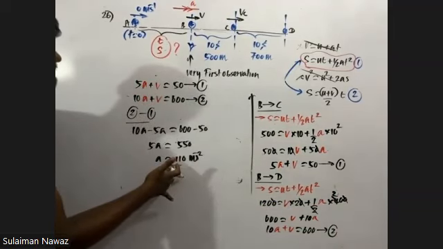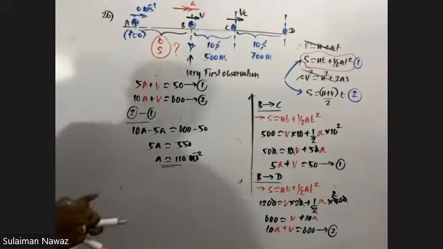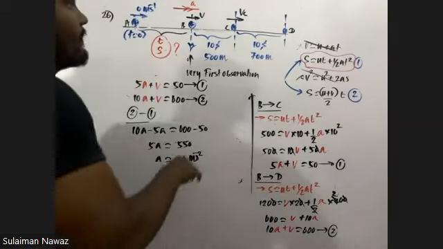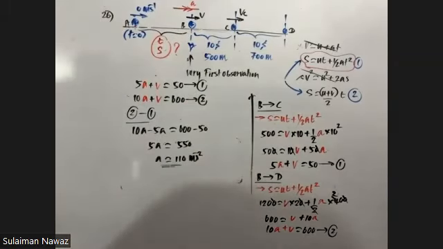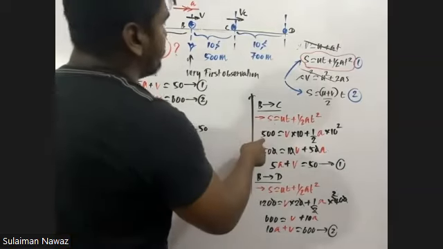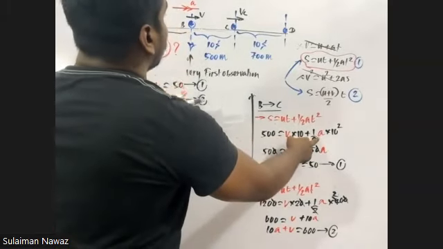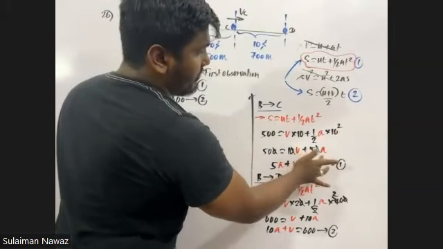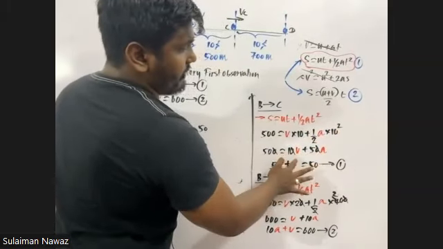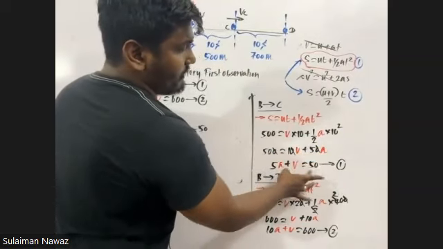But there's a mistake. Wait a minute, there's a small mistake. B to C 500. Time is 10. Vt plus half acceleration t square means 10 square, 100. Here it's 50A, 10V, 500. Then I will get 5A plus V equals 50. That's correct.